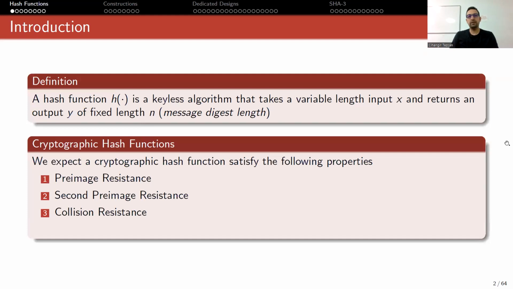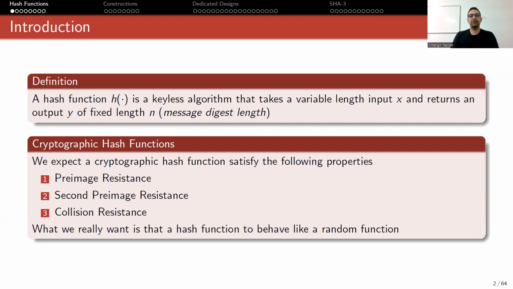So this is a basic definition for a hash function, but for a cryptographic hash function, I want more properties. We expect a cryptographic hash function to satisfy the following properties: preimage resistance, second preimage resistance, and collision resistance. I will explain them one by one in a minute. But at the end of the day, what we really want is for a hash function to behave like a random function. So the output should appear like random zeros and ones. And actually, this idea is used in cryptocurrency mining anyway, but that is another topic for another day.